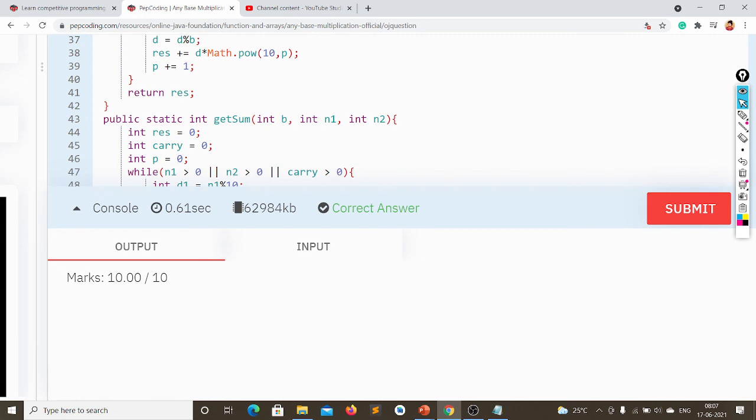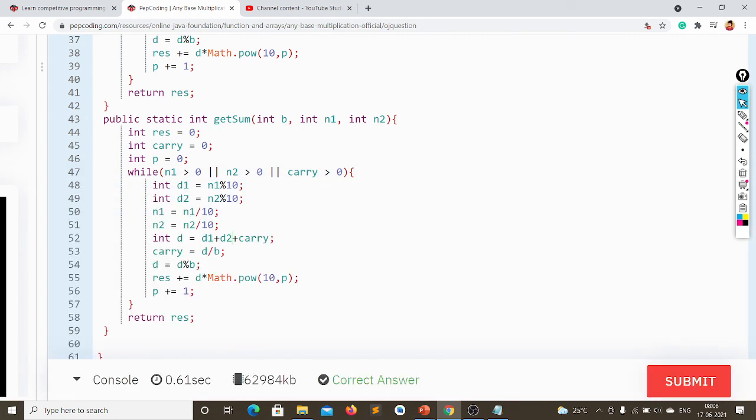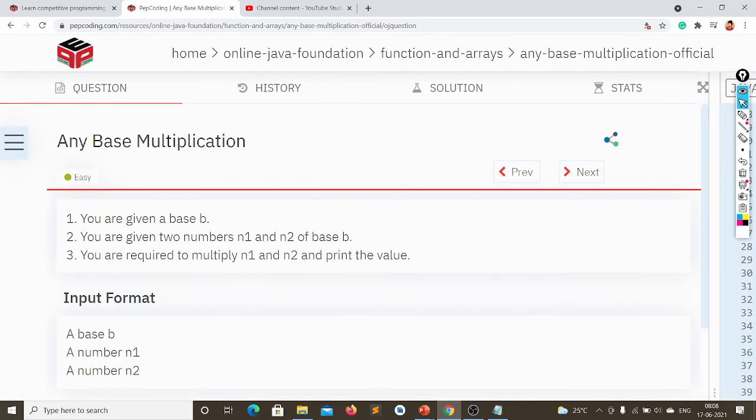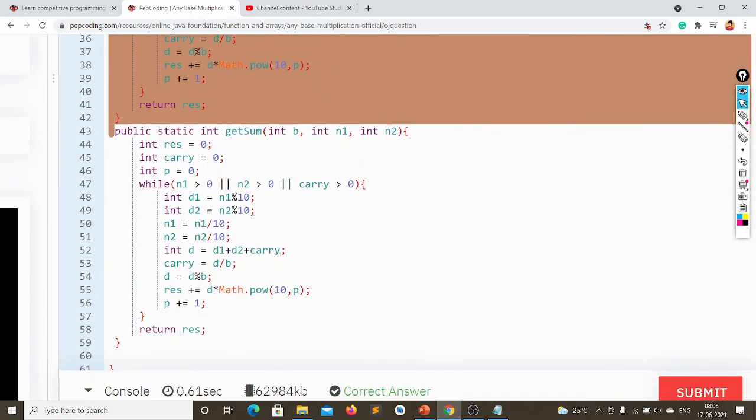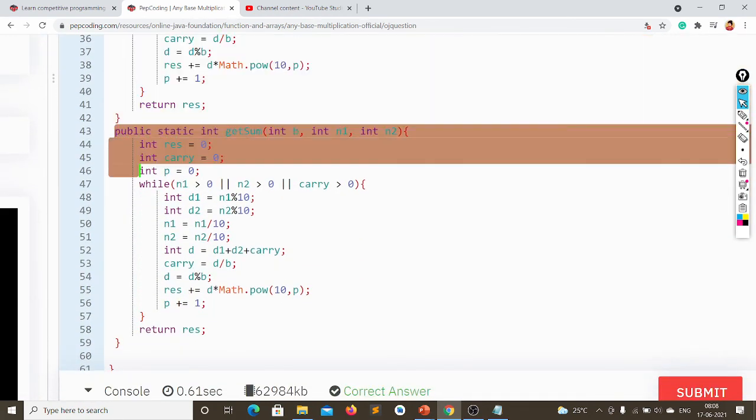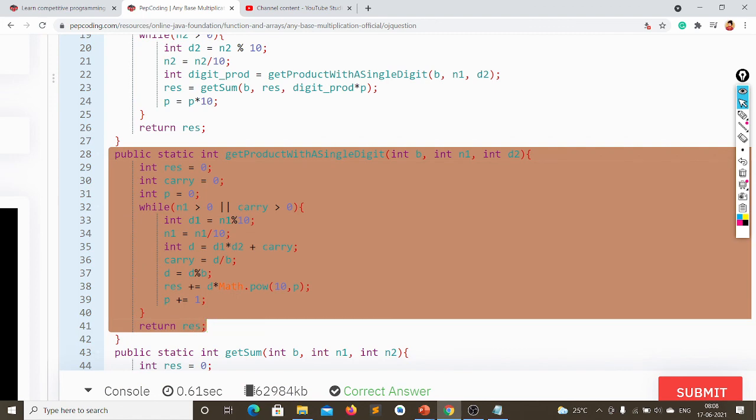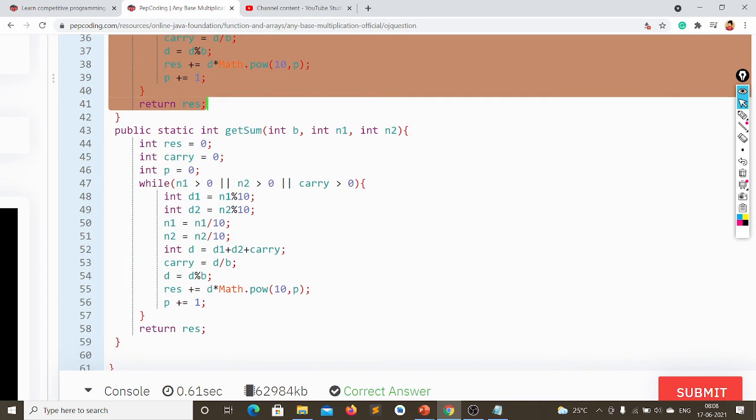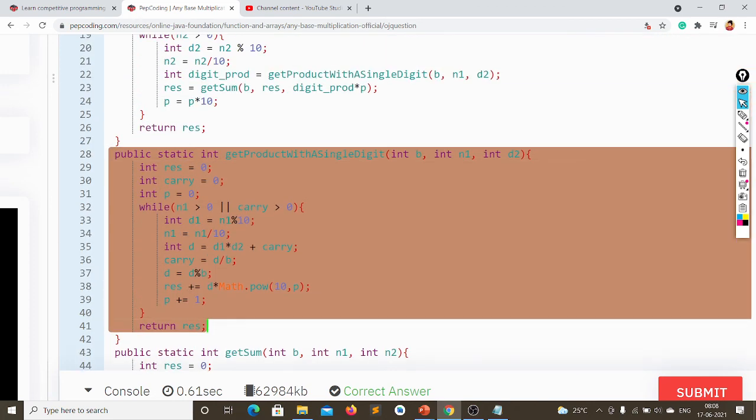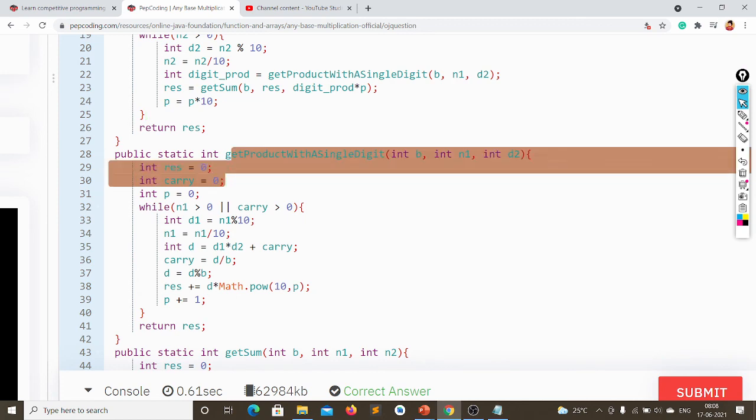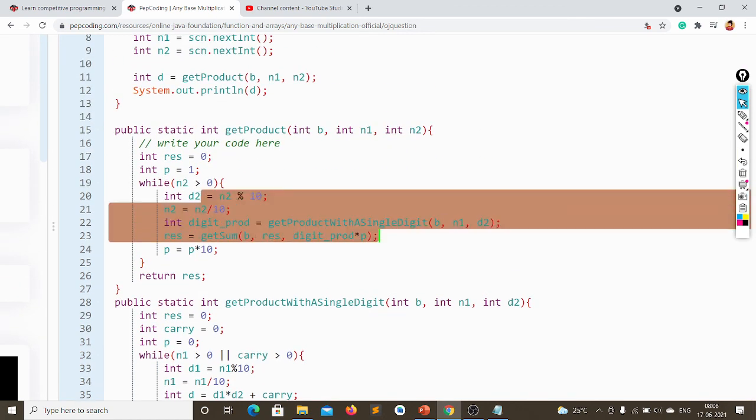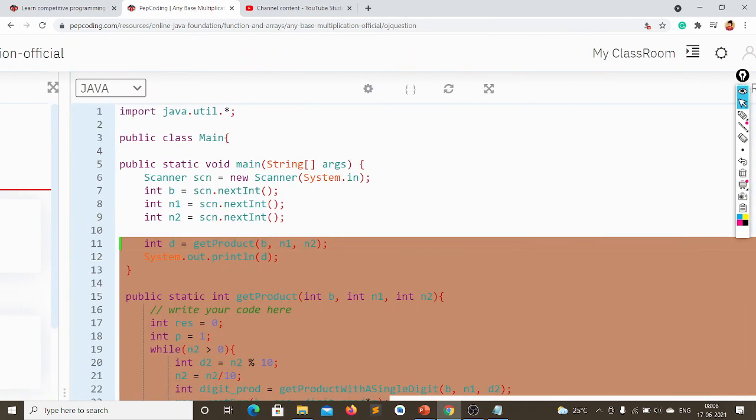Okay, one thing I want to tell you people is I already explained any base addition. So I request you people to watch that video. I'm not explaining this get sum method here, because at the starting of that video I already explained how the single digit is taken and how the carry is going on. So if you saw that any base addition video, you can also get a full idea of this get product with a single digit. It's very easy to understand. Okay, let's trace out the code.